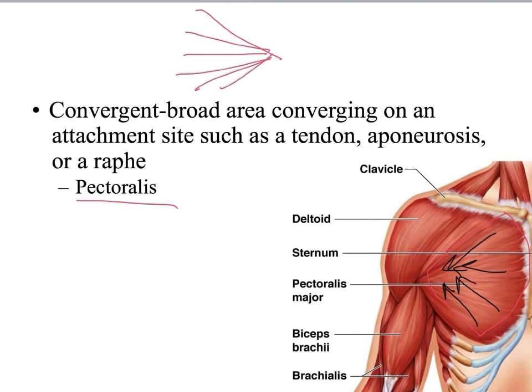I'm going to point out the word aponeurosis here. An aponeurosis is simply an attachment. It's like a tendon that's been ironed out into a flat sheet. So anytime you see this broad white sheet on a muscle model, that's referred to as an aponeurosis. It's still tendinous type material. A raphe simply means a line of tendinous material.